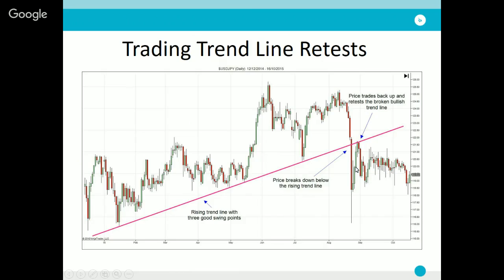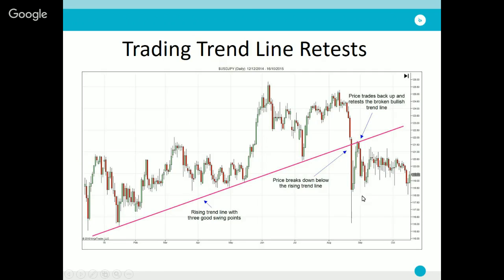So once we establish a break of a clear trend line, we are then looking to monitor price action, waiting for price to move back up and retest the broken trend line. So in this scenario, it's the retest of a broken bullish trend line, and we're looking to sell. If it was the retest of a broken bearish trend line, we would be looking to buy.